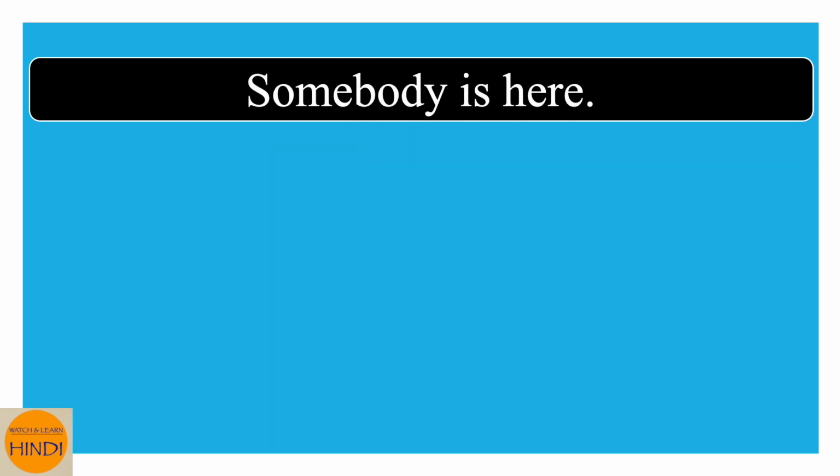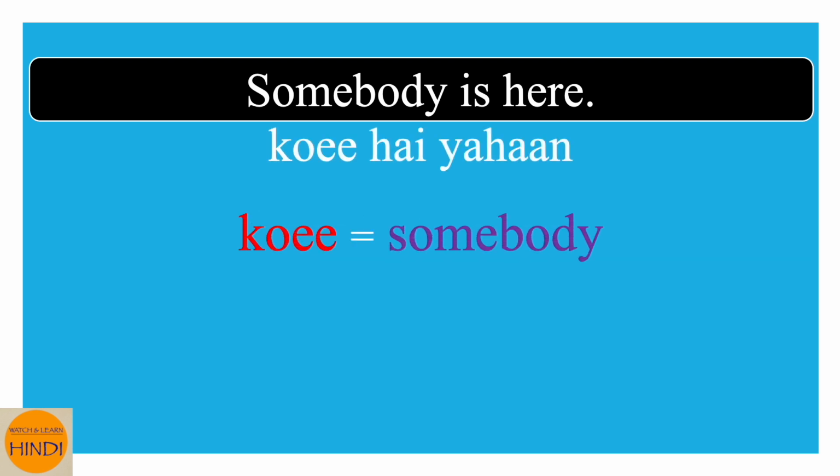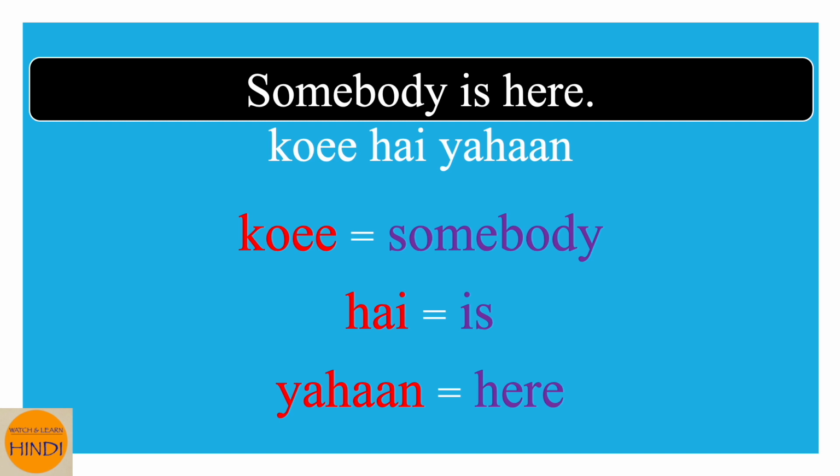Somebody is here. कोई है यहां? As you might have noticed, the translation here is exactly the same as the previous one. The only difference being, this is a statement and not a question. If you want to listen to what the pronunciation looks like, you can go back to the previous sentence and listen to it again. So here, koi means somebody, whereas in the previous sentence, it meant anybody. Hai corresponds to is. Yahan is here. Koi hai yahan? Somebody is here.